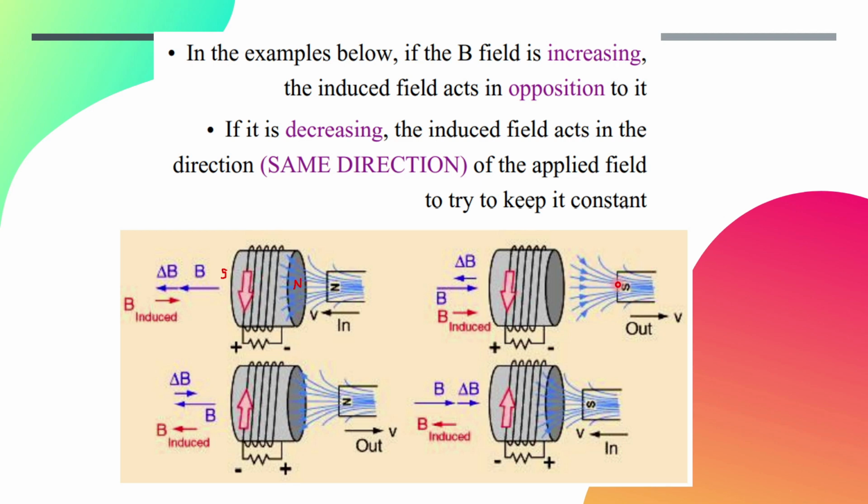Kenapa arrow dia macam ni? Ada yang tanya lagi, kenapa arrow dia macam ni? So south, north. So dia akan keluar macam ini, north and pergi kepada south, north pergi kepada south. Okay, so B dia ke sini lah.